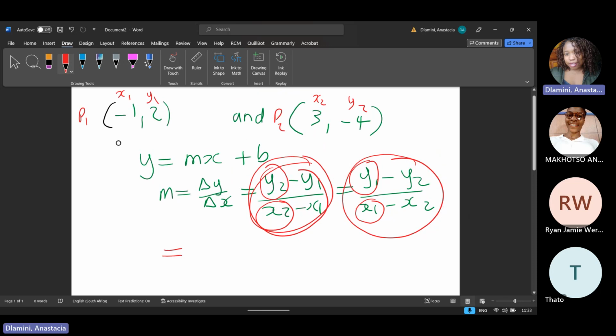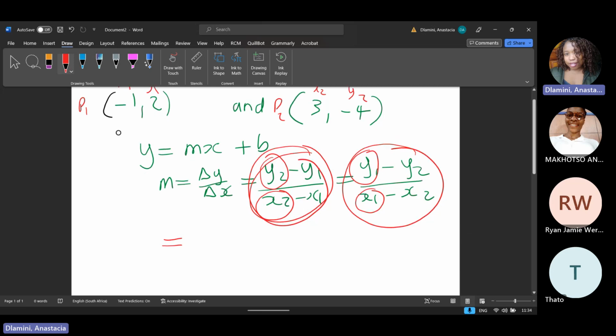So our y2 is given by -4. When substituting, make sure that you look at the signs of these y or x values so that you do not make a mistake. So our y2 is, okay, let me write here. We're using y2 minus y1 over x2 minus x1.